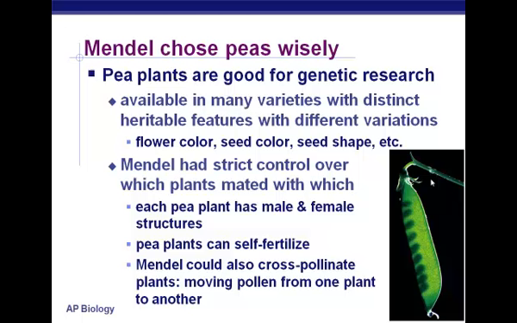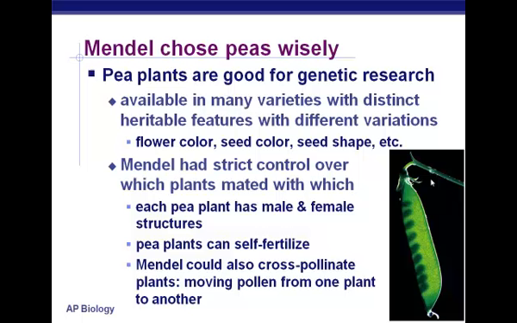Some of the reasons why these pea plants worked out well is, first of all, they're available in many varieties, and they had some very clear characteristics, such as flower color and seed shape. Mendel studied 7 different characteristics. We didn't talk about it much, but tall versus short was another very clear one.